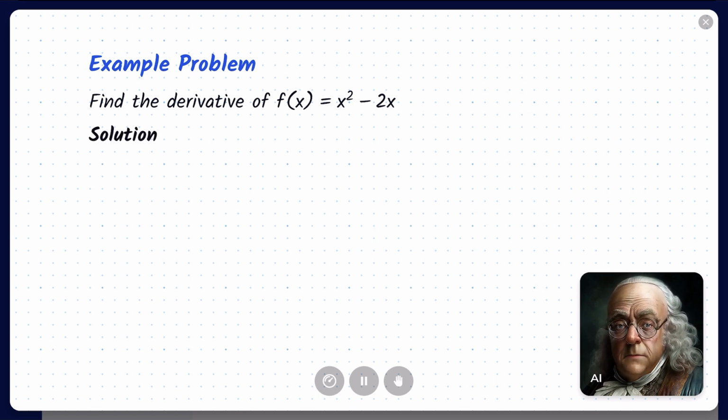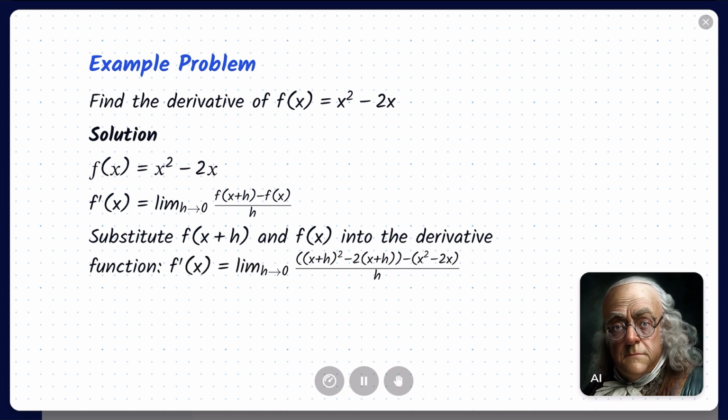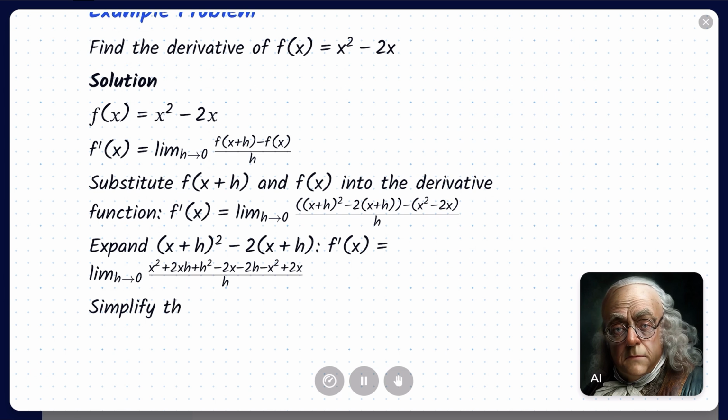Let's start by writing down the function and its derivative. First, we substitute f(x + h) and f(x) into the derivative function. Next, we expand (x + h)² - 2(x + h). Then, we simplify the expression.